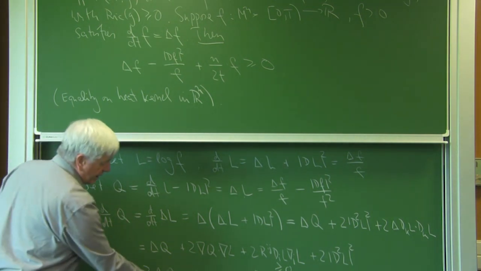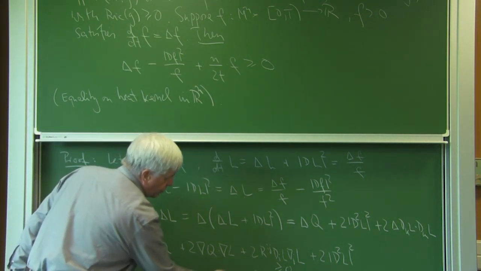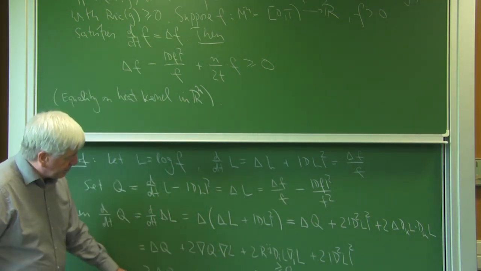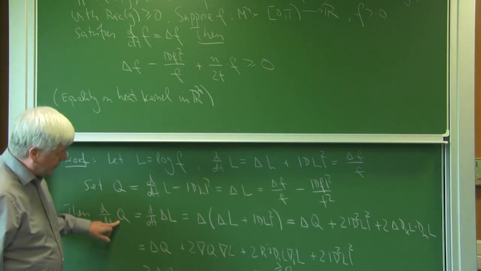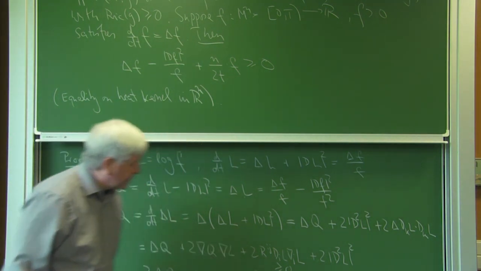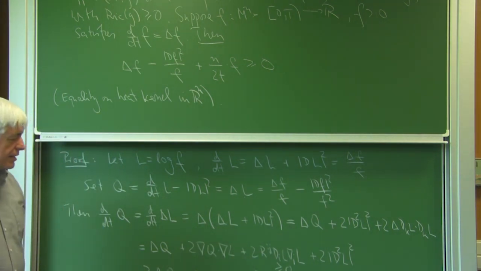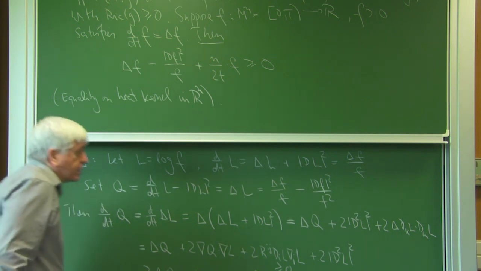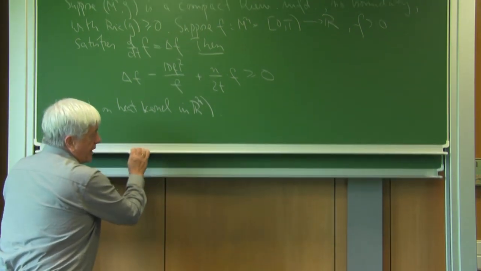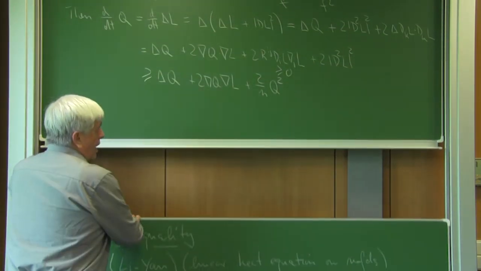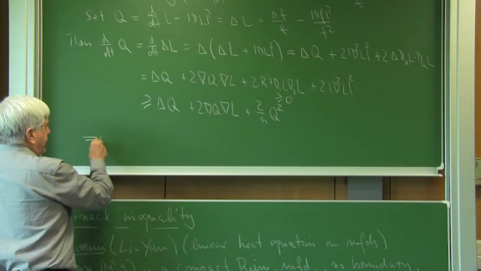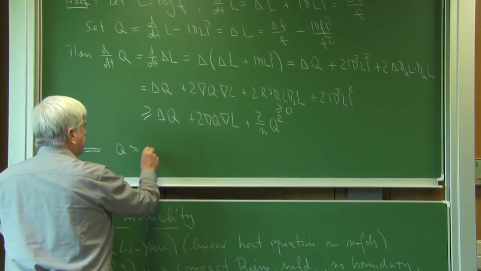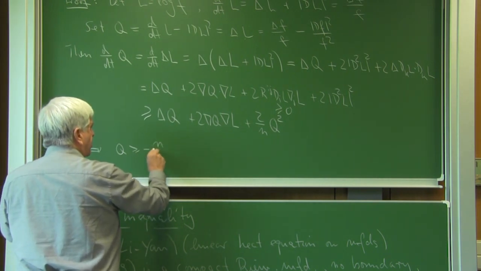∂Q/∂t is bigger than the Laplacian of Q plus gradient term of Q plus the square. But now we can use the comparison principle with the ODE, ∂Q/∂t is bigger than 1 over n Q squared. And we know what that is. This is essentially minus 1 over t up to a constant. So just by the maximum principle, we conclude from here that Q must be bigger than minus n over 2t.